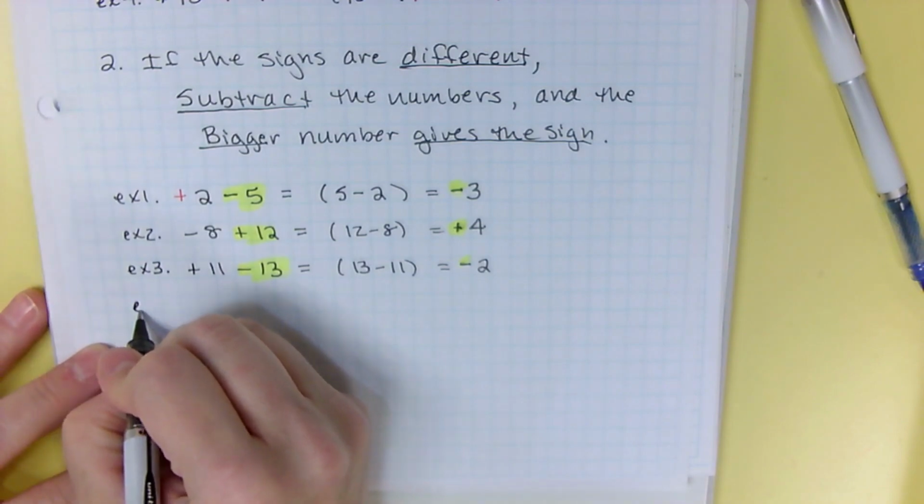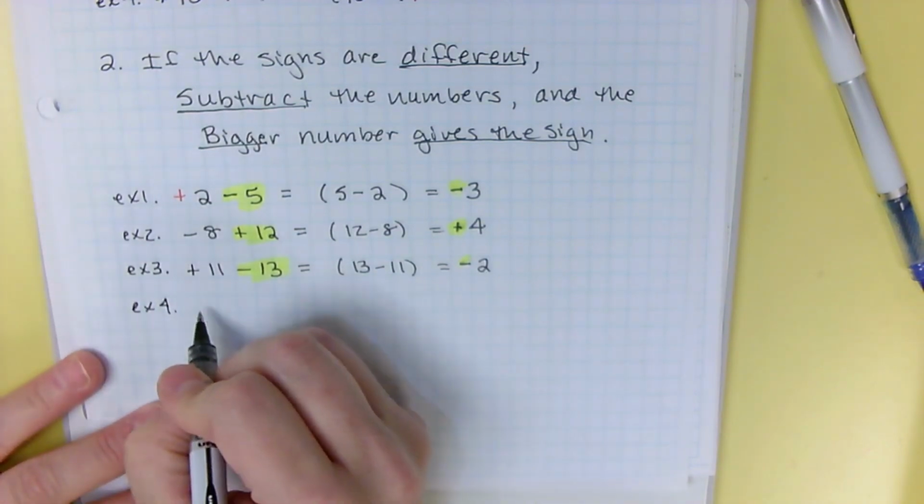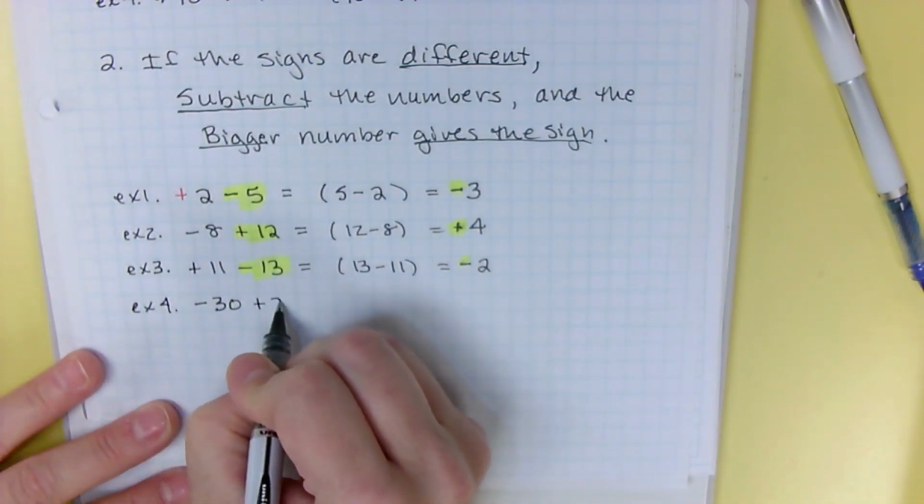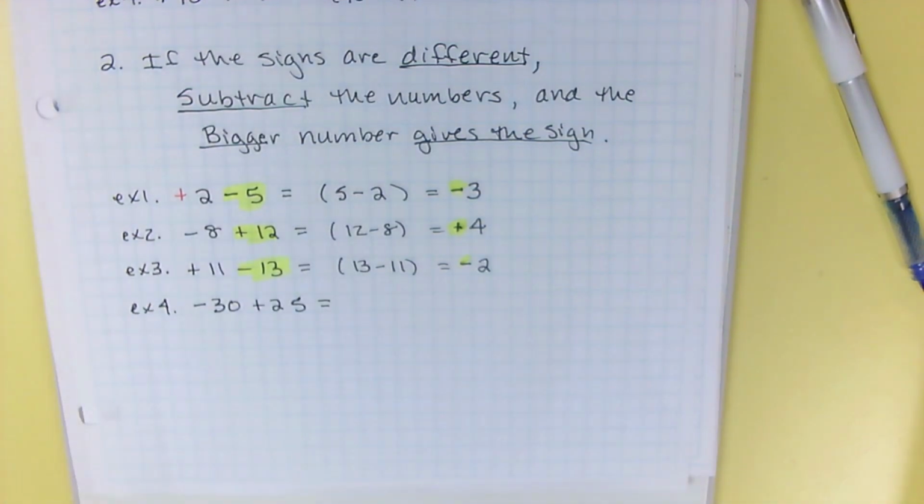All right, last one, example 4. This is one you're going to do. Negative 30 plus 25. I want you to go ahead and calculate that using the rule.